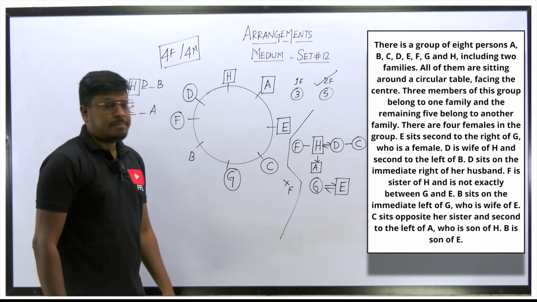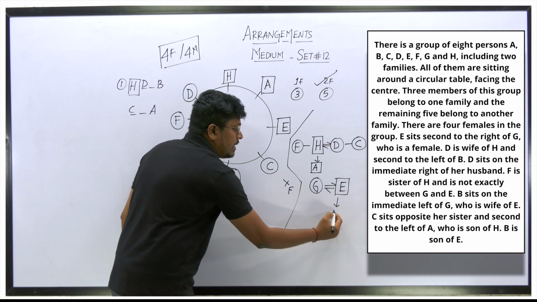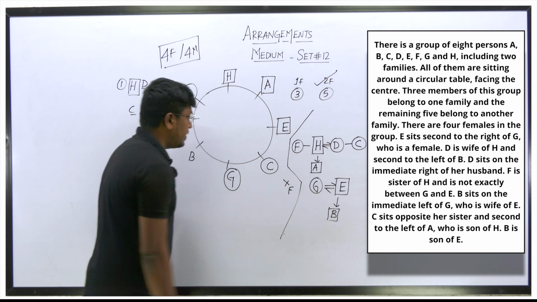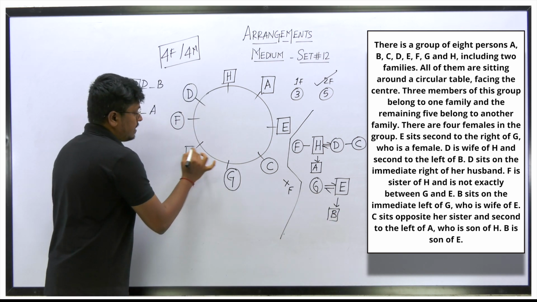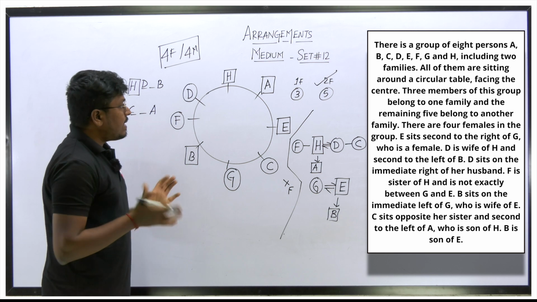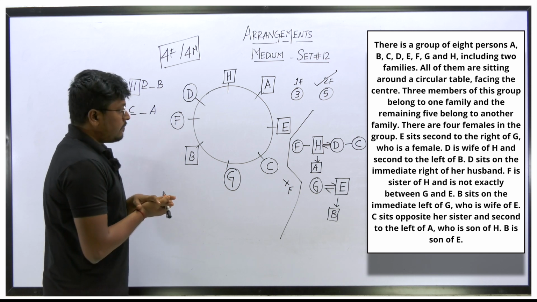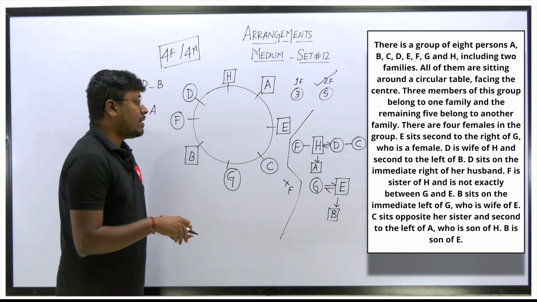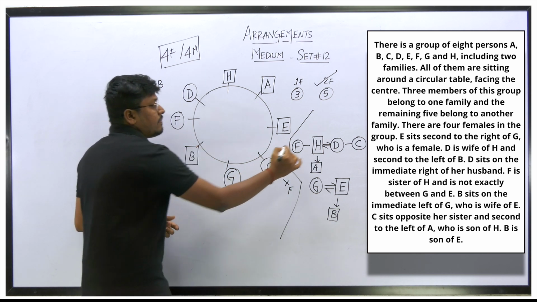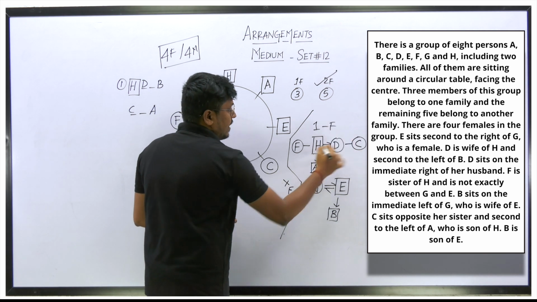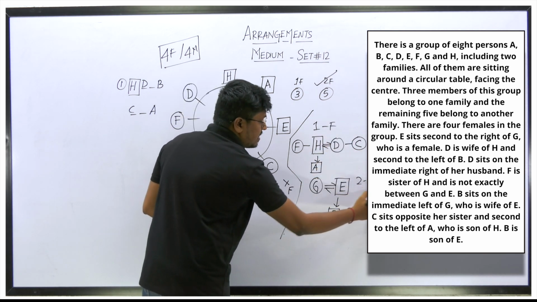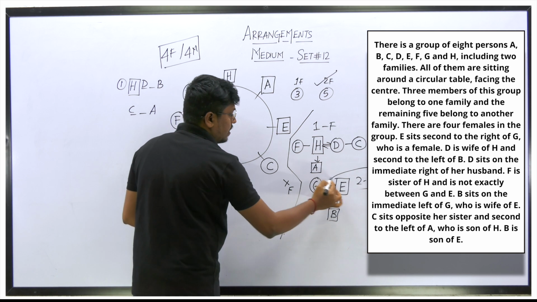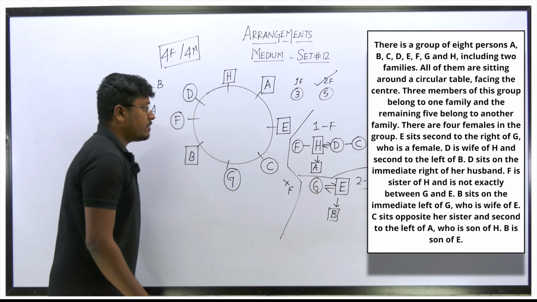B is the son of E. So E's son is B, so B will be the male person. Where is B? B will be the male person. That's it. So finally, we confirmed all the persons and the gender of the persons, as well as the 2 families. That is one family which contains 5 members and another family which contains 3 members. Understood or not, right? Very interesting to solve.